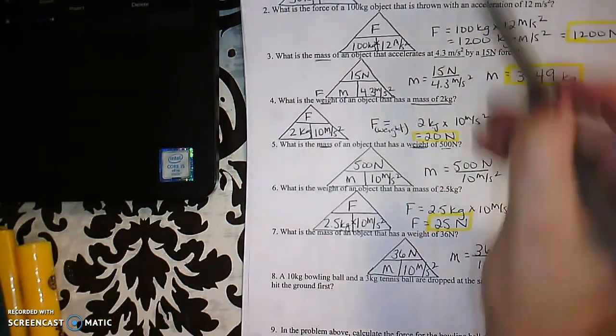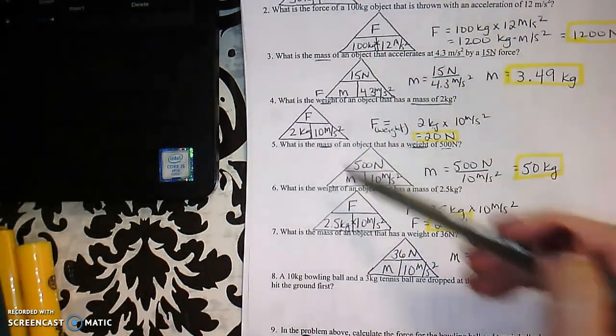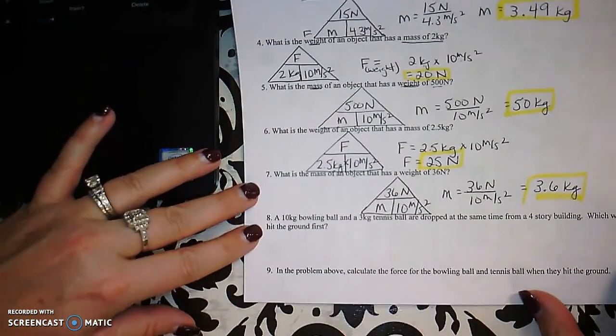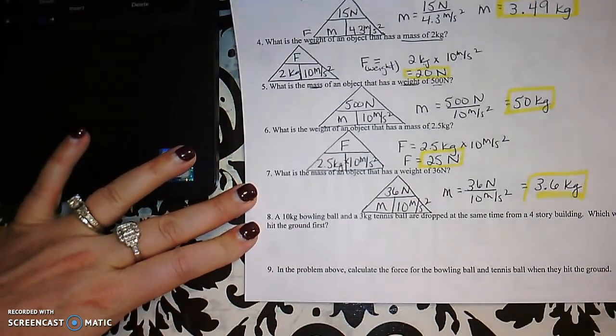Okay, make sure you're showing all your work on these. Every one of these problems should have a triangle drawn. Every one of these numbers should have units with them, no naked numbers. All right, two left to go.